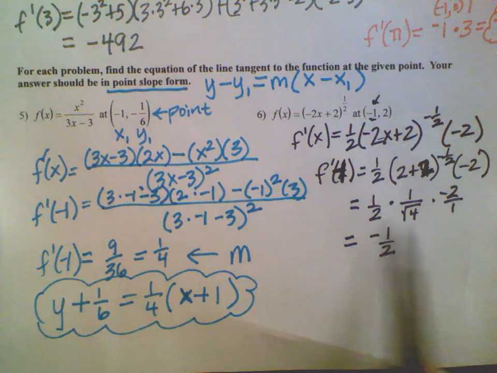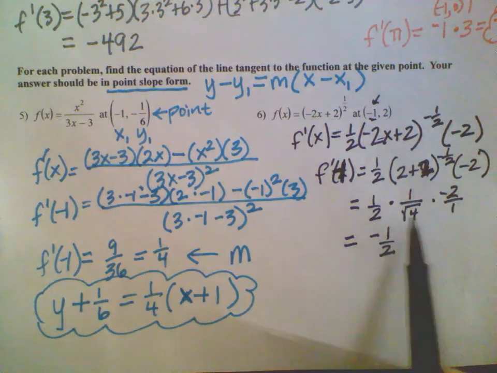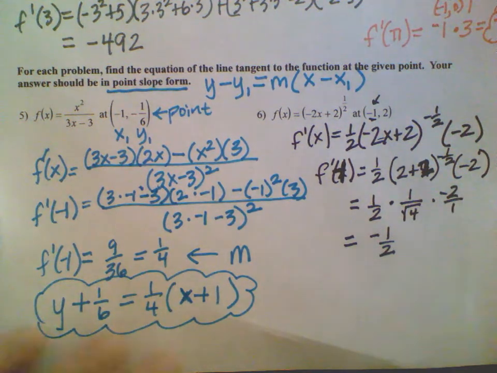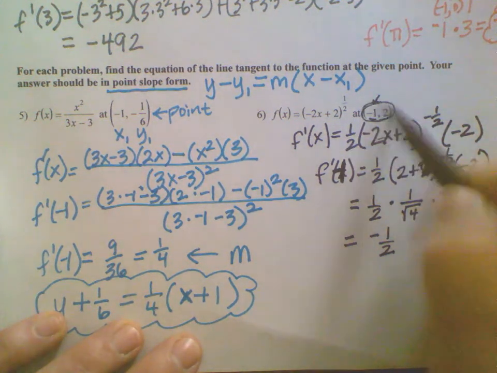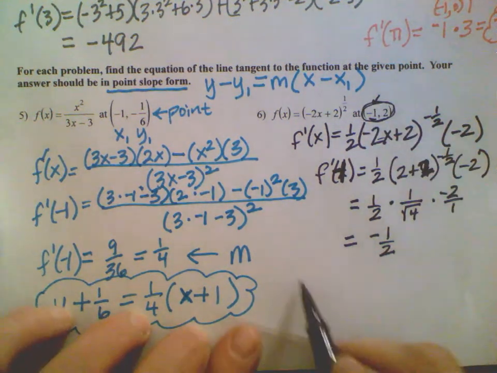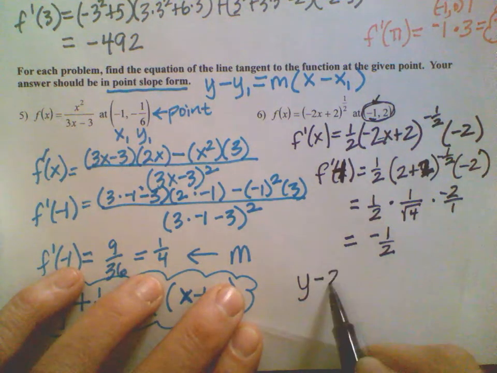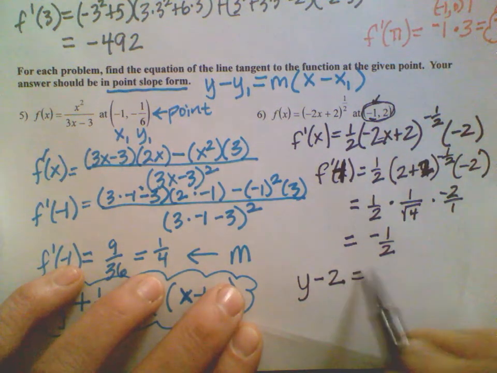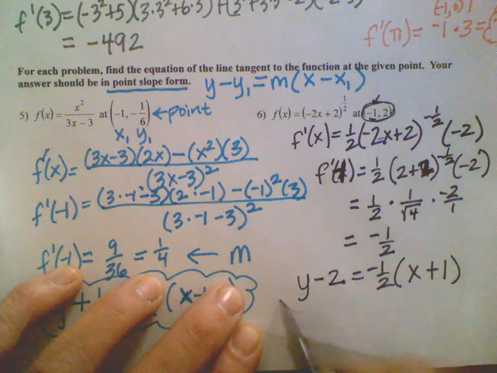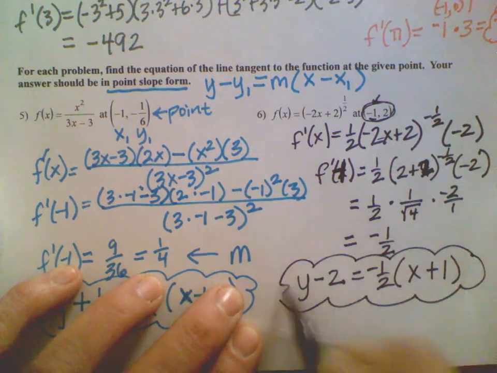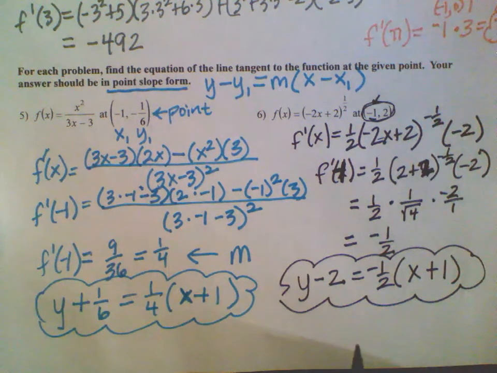Double checking and making sure. So that would be 1/2, 1/4, -2, cancel. Yep, so -1/2. Now I can go back and use the point that I have here and plug it in the form. y minus y1 is equal to the slope times x minus x1. And there is my final answer in point slope form.